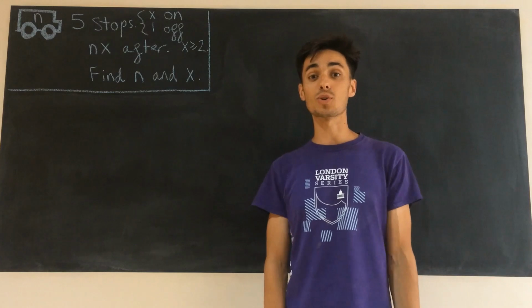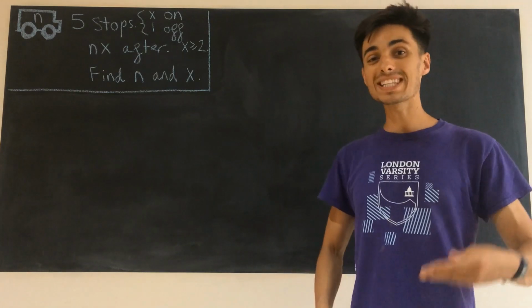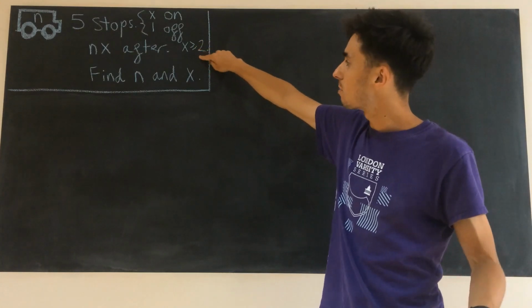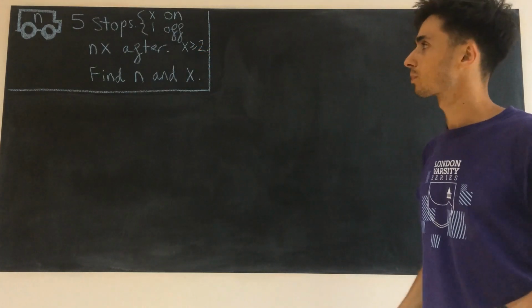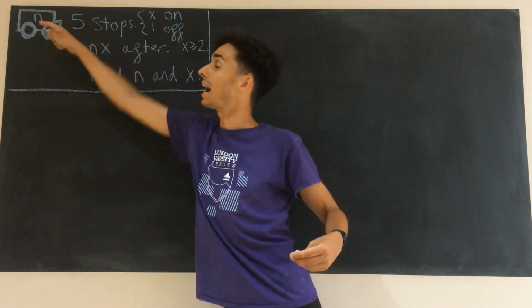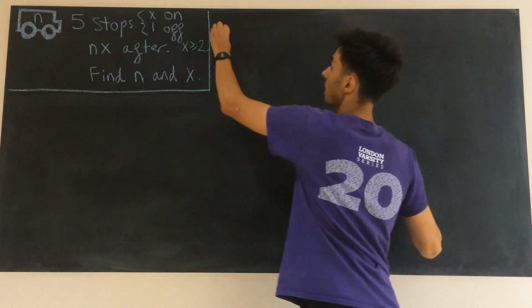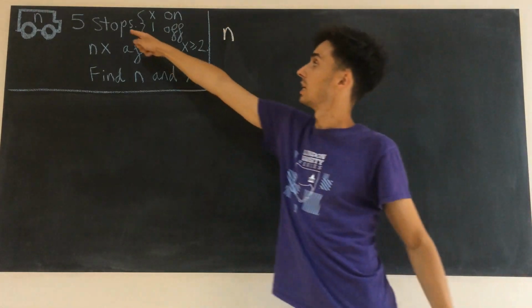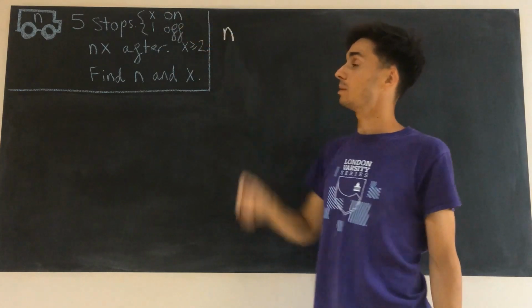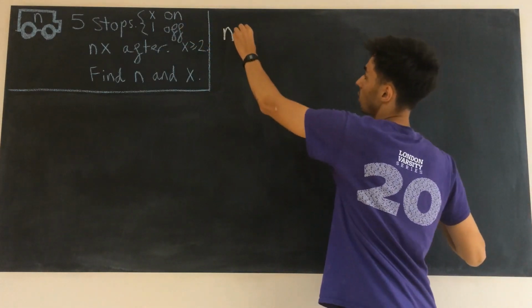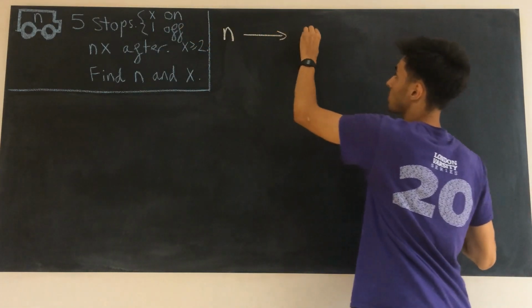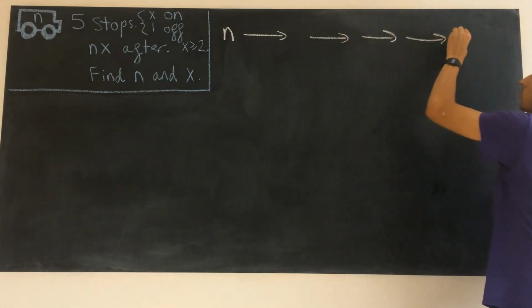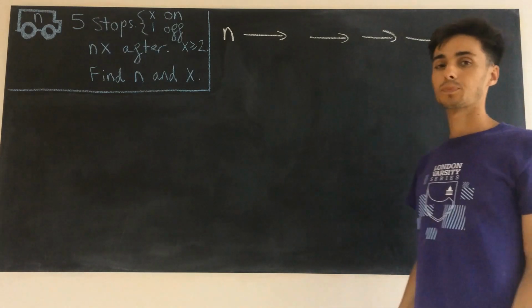Our first step to solving this problem should be illustrating exactly what's going on with a diagram. So let's put some of this information into a picture. We start off then with n passengers on our bus. So over here we've got an n. Our bus makes 5 stops, and at each stop we have x people getting on and 1 person getting off. So I'm going to represent this with 5 arrows. 2, 3, 4 and 5.